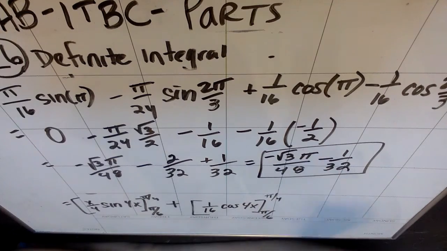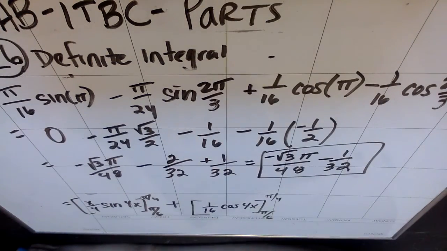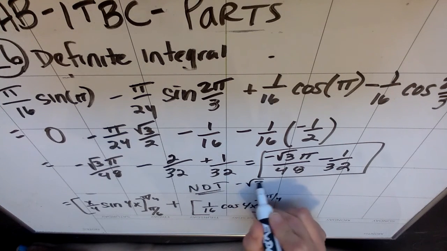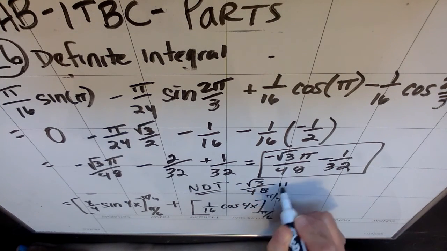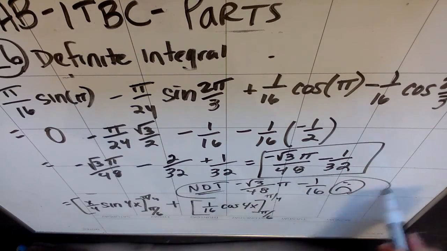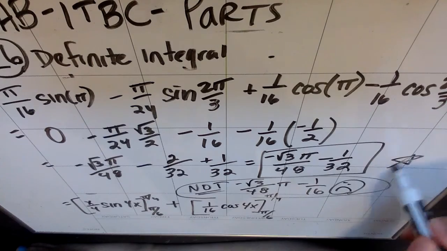If you want to get a common denominator, you could, but it's not super awesome. So there was a slight typo on the answer sheet. What I wrote on the answer sheet was a negative root 3 pi over 48 minus 1/16. Sometimes when we're tired, our brains do stupid things. So it's not that, it's this. Cool beans?